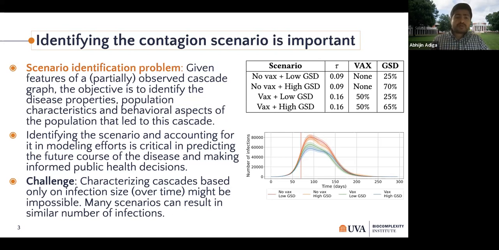And this is an important problem because identifying the scenario is critical in predicting the future course of the disease, as well as making informed public health decisions. But this is nevertheless a challenging problem. Characterizing cascades just based on infection sizes is nearly impossible, as we can see here in this example.